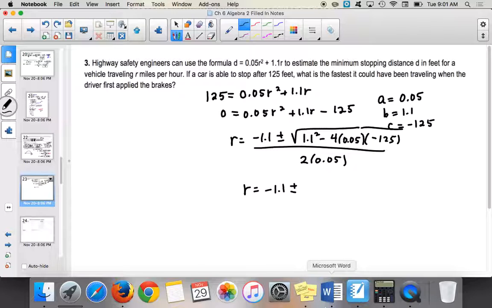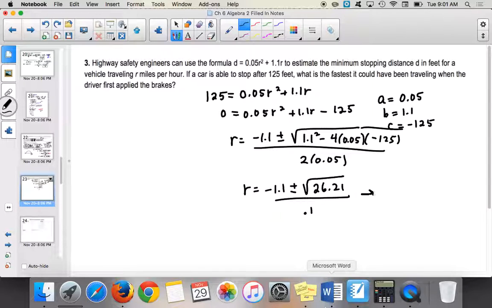All right, and then we find this answer. So 1.1 squared, well, let's go ahead and do the inside part first. 1.1 squared minus 4 times 0.05 times negative 125. So I end up getting the square root of 26.21 all over 2 times 0.05, which is 0.1. And we find both answers. So you can store that answer if you want. So negative 1.1 plus the square root of 26.21. Take that answer and divide by 0.1.